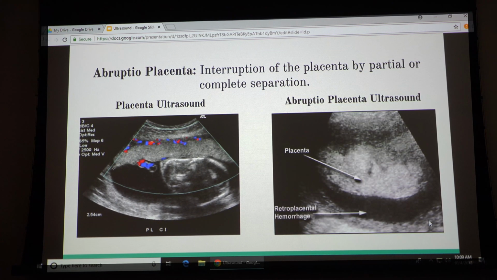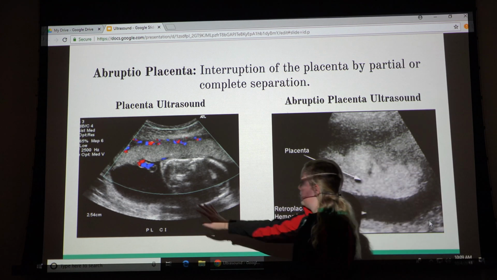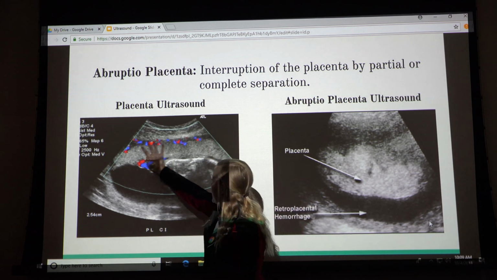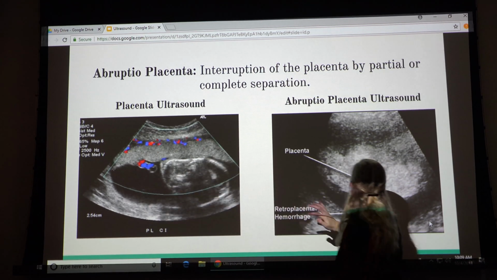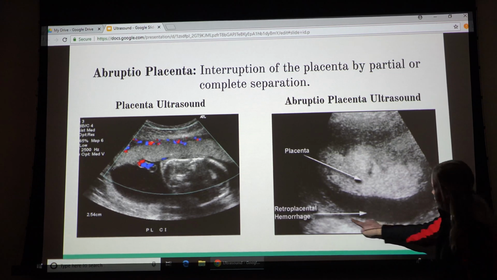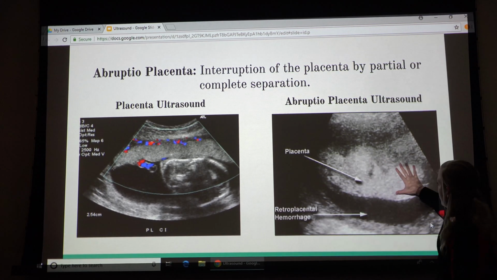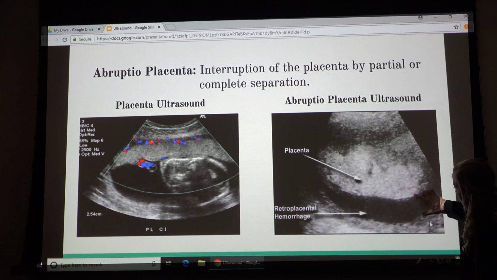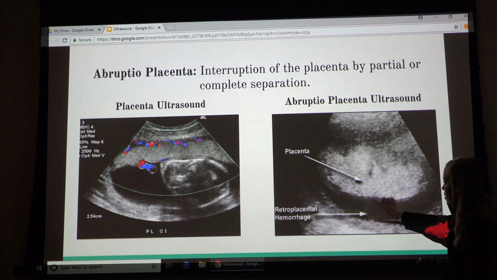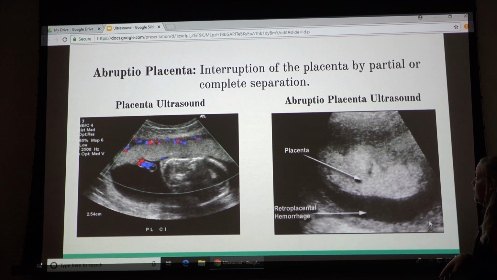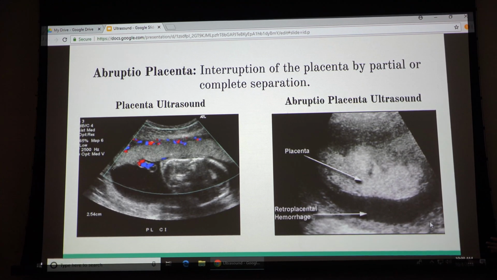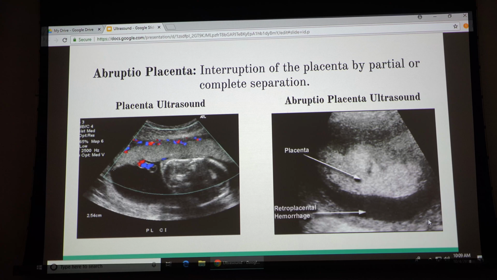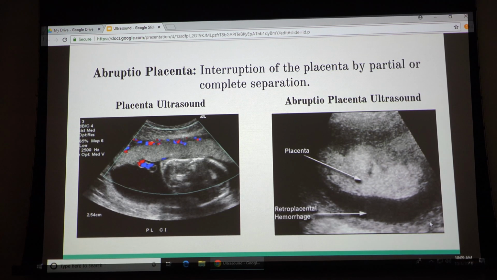And last is the abruptio placenta, which is interruption of the placenta by partial or complete separation. So the gestational sac outline, placenta at the top, baby here. And on this one, this is the gestational sac outline, the placenta, which has separated from the wall, and here is this black large area, which is actually a retroplacental hemorrhage. And this is a very bad condition for a mother to be in. This often results in pre-infant mortality.